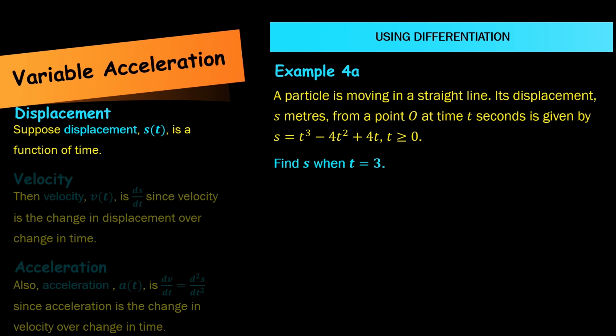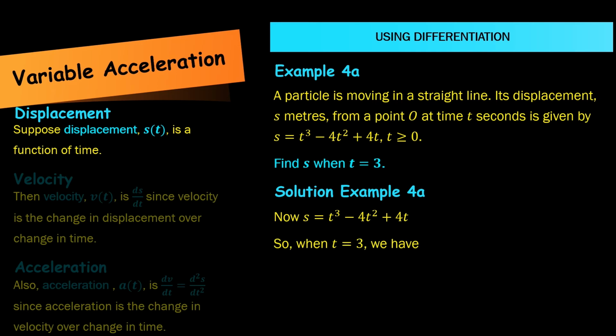So let's solve this. So we have the equation for s, and when t equals 3, we simply plug that into the equation for s, as shown, to give s equals 3. So when t equals 3, s equals 3 meters.